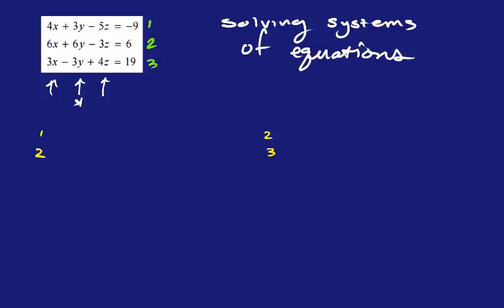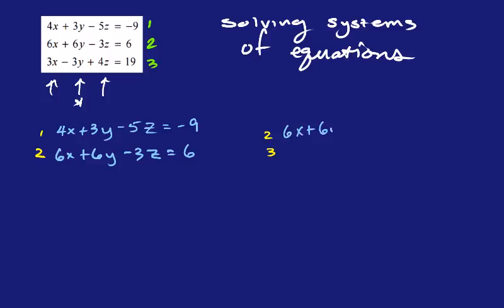So the first equation is 4x plus 3y minus 5z equals -9, and then 6x plus 6y minus 3z equals 6, and then this one, 6x plus 6y minus 3z equals 6, and then 3x minus 3y plus 4z equals 19. And so, like I said, up here I want to cancel out the y.